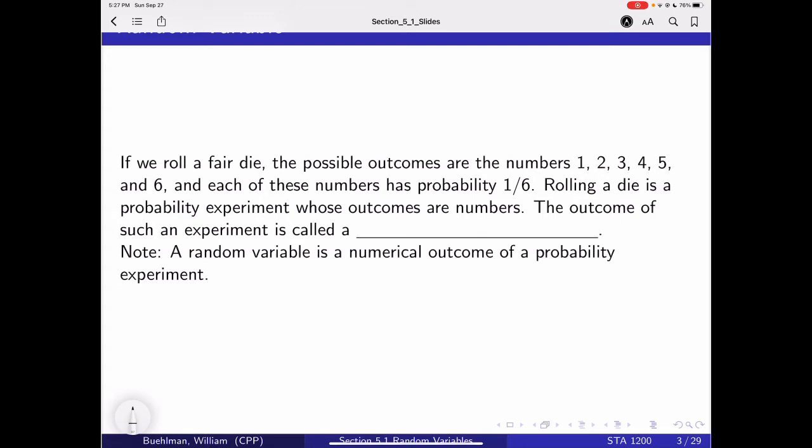If we roll a fair die, the possible outcomes are the numbers 1, 2, 3, 4, 5, and 6, and each of these numbers has a probability of 1/6. Rolling a die is a probability experiment whose outcomes are numbers. The outcomes of such an experiment are called a random variable. Note, a random variable is a numerical outcome of a probability experiment.